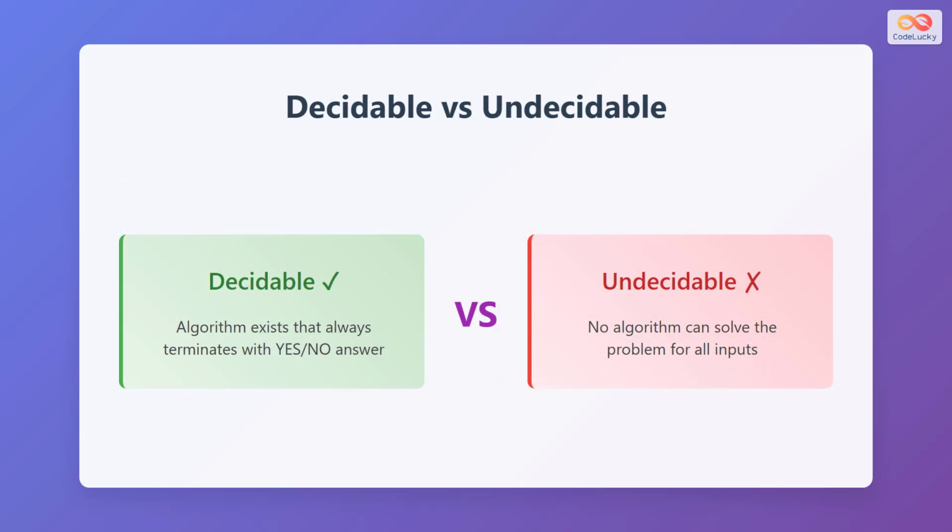Here we discuss the difference between decidable and undecidable problems. A problem is decidable if an algorithm exists that always terminates with a yes or no answer for any input. On the other hand, a problem is undecidable if no algorithm can solve the problem for all possible inputs, meaning the algorithm might run forever or give an incorrect answer.